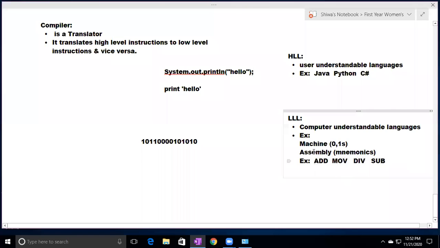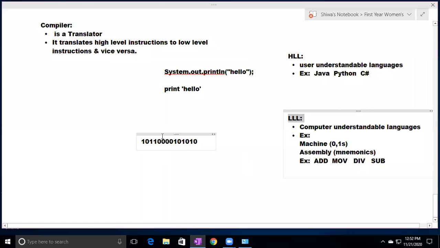Using mnemonics, we write the programs. So this assembly language is also an example of a low-level language. Machine language and assembly language are examples of low-level languages. Java, Python, C# are examples of high-level languages. High-level language means user-understandable languages. Low-level language means system-understandable languages. So our language is a high-level language, and the computer language is a low-level language.